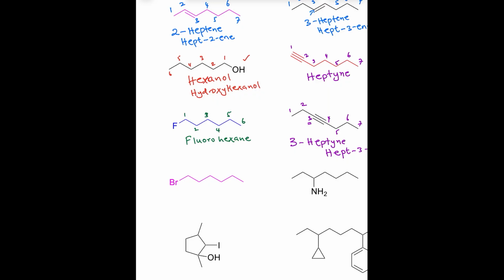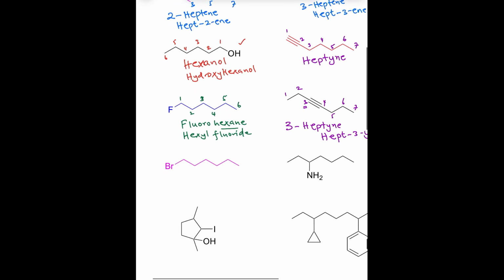If you make the parent name an alkane. But you could also make the parent name to be alkyl halide. So in that case, it will be hexyl fluoride. Here we have 1, 2, 3, 4, 5, and 6. So that will be bromohexane.